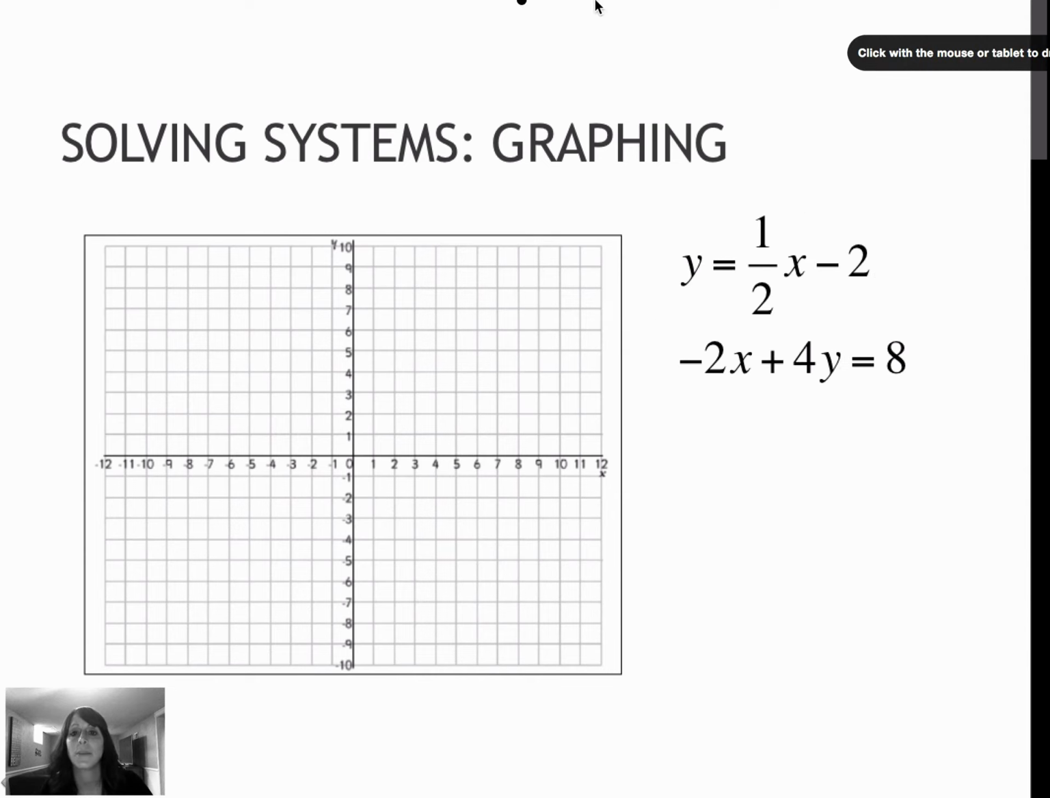For my next example, I would start at -2 on the y-axis because this is slope-intercept form. My slope is 1/2, so that's up 1/2. Remember, rise over run as many times as you need to. Connect the dots.